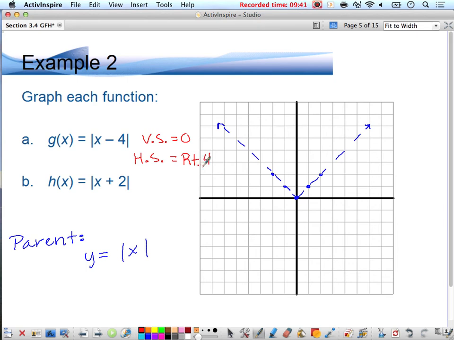So to graph this, I simply take the original parent function and move every point on it to the right 4 units. 1, 2, 3, 4. 1, 2, 3, 4. So there is the graph of y equals the absolute value of x minus 4.